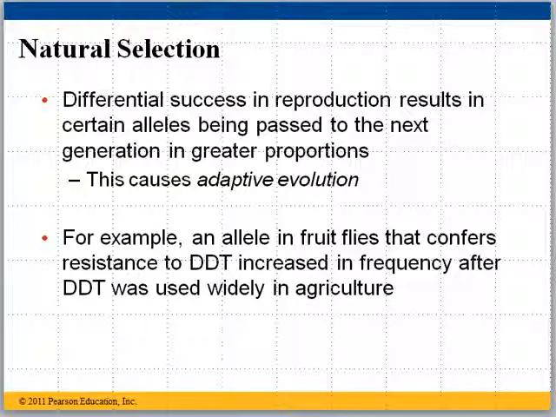DDT is a powerful insecticide, or it used to be a powerful insecticide, and it was used quite extensively back in the 1950s and 60s. It does have some other side effects in the environment, so it was eventually banned, but it was used quite a bit earlier, before you and I were born. So there is an allele in some fruit flies that causes them to have some resistance to DDT. And after DDT began to be used quite extensively, that allele was selected for via natural selection, and it became quite a bit more frequent in the fruit fly population.